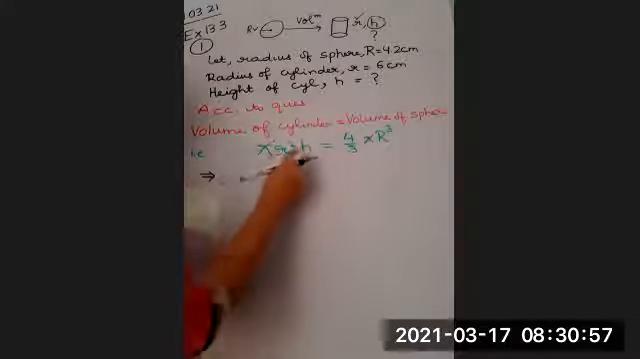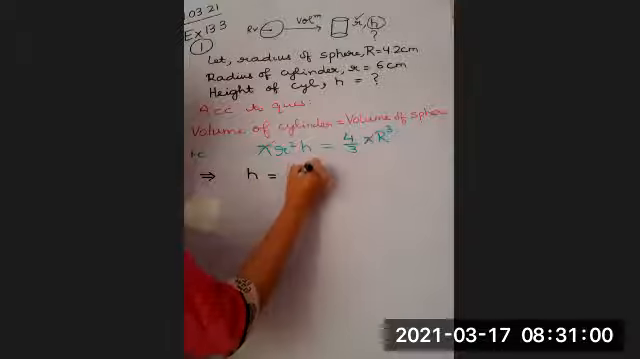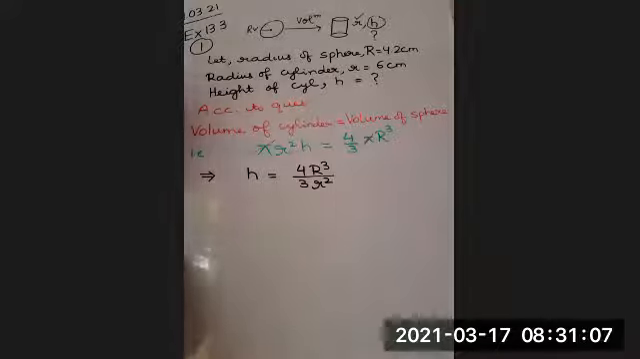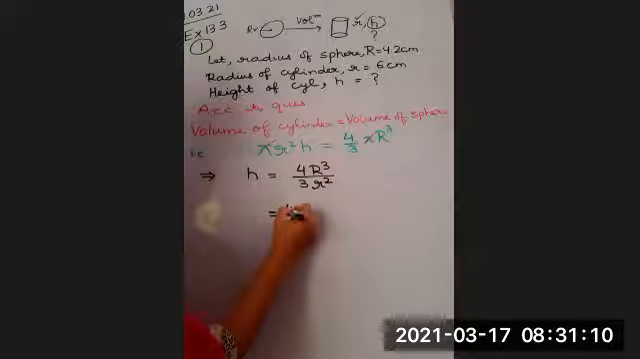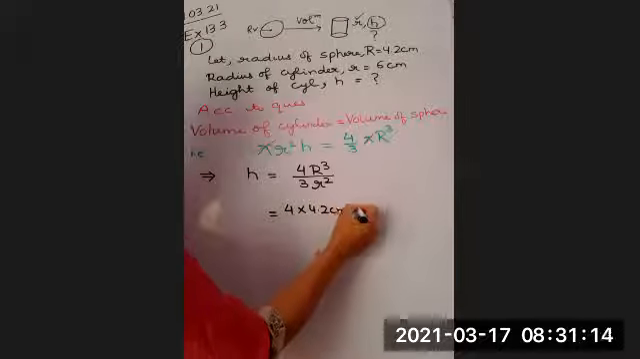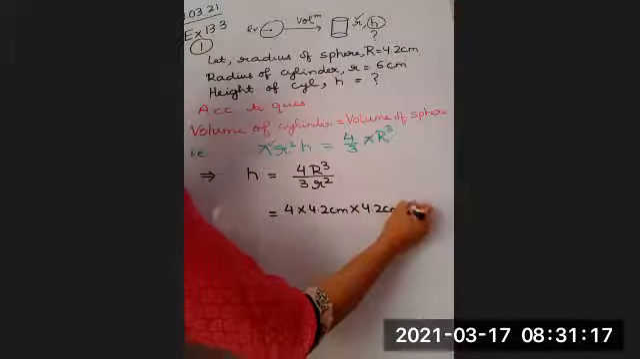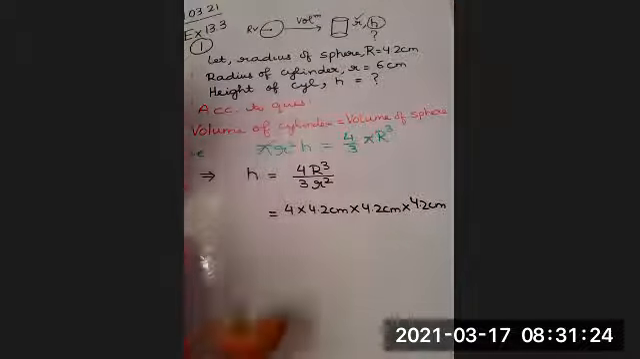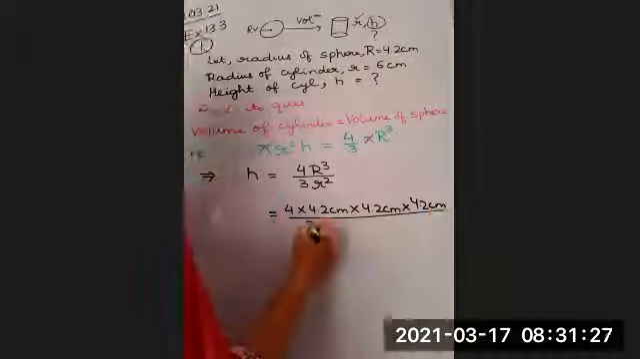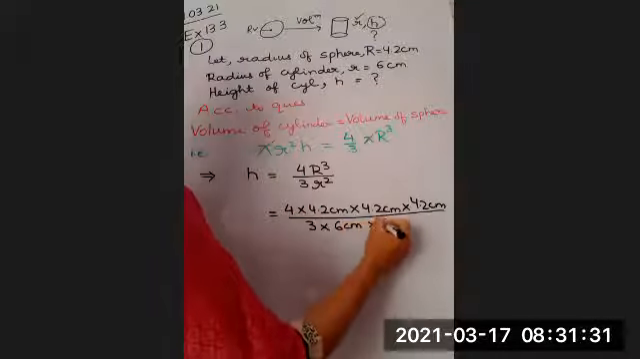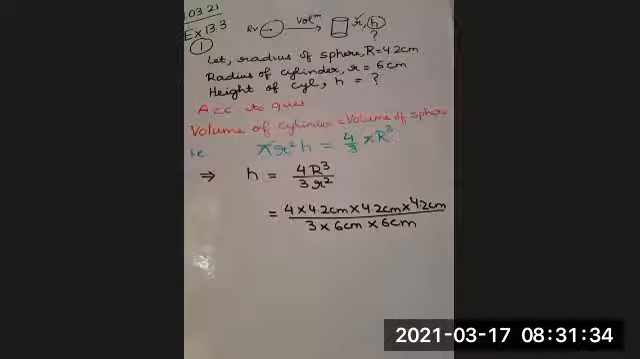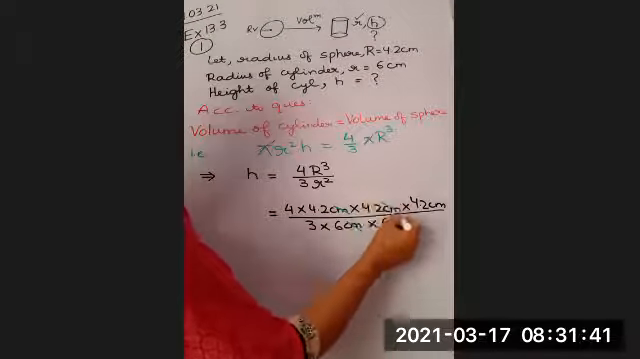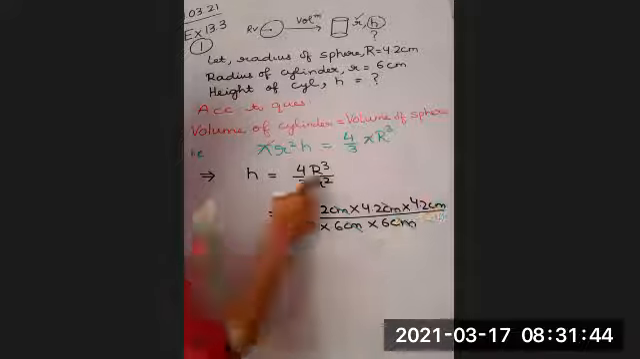So, this gives me, this small h is unknown, equals 4 R cube by 3 small r square. Okay, so let us put the values along with the units. 4 into 4.2 centimeter into 4.2 centimeter into 4.2 centimeter divided by 3 into 6 centimeter into 6 centimeter. Now here centimeter, centimeter, centimeter, centimeter gone. 1 centimeter is left, which is the unit of height.